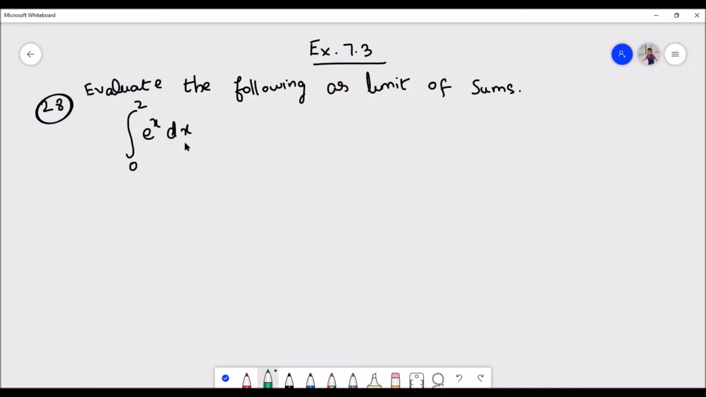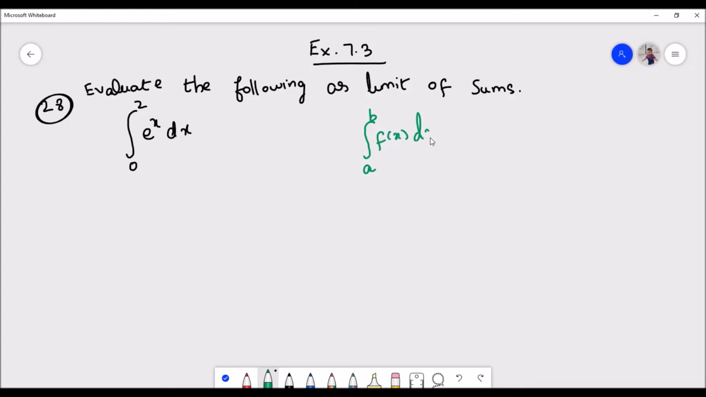Now, one more problem, evaluating the integral as limit of sums. Problem number 28, exercise 7.3. In the previous problem we discussed the formula for the integration of a to b f of x dx.